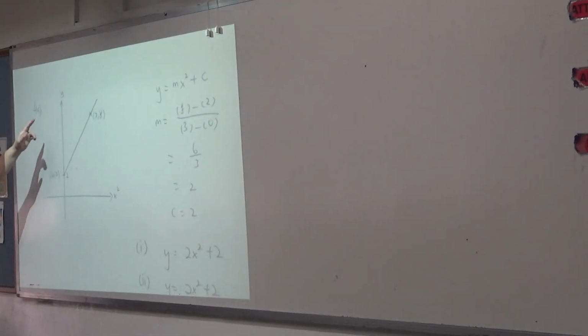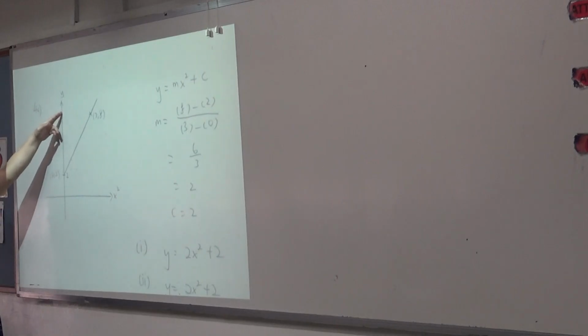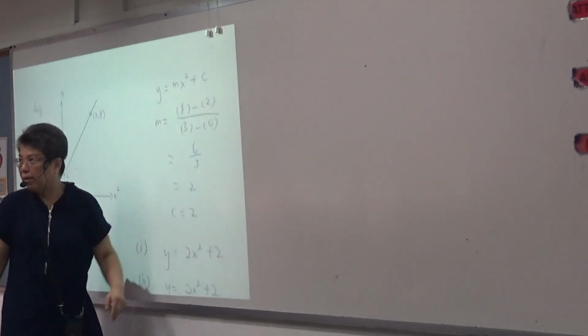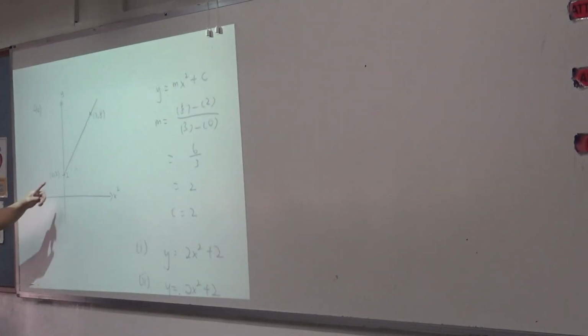I have what? Y against what? Please keep quiet. This one is a very common one in O levels. Y against what? X squared. That means I will have y equals to mx squared plus c, right? Now how to get m? M is I find the gradient, right?